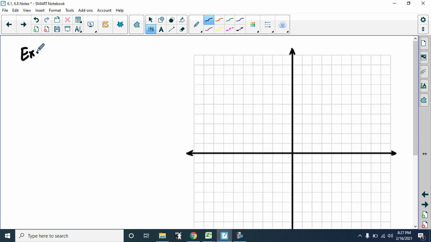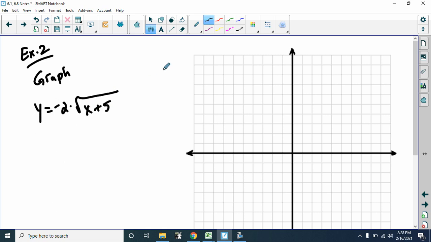So I'll call this example 2, ask us to graph y equals -2 times the square root of x plus 5. Let's go plus 3 tacked onto the end here also. So first thing we want to do is identify our translation. So our translation is left 5 and up 3.